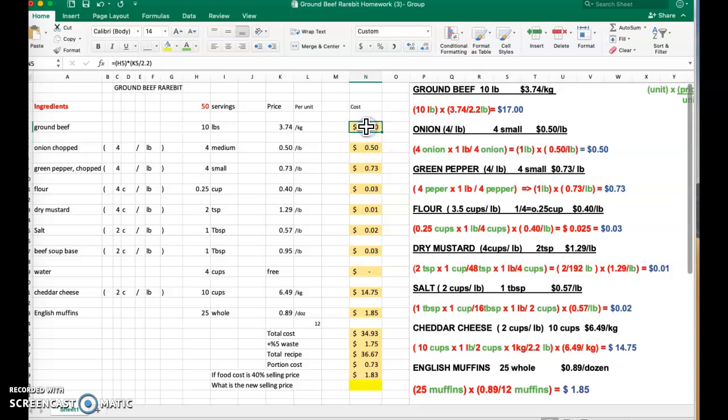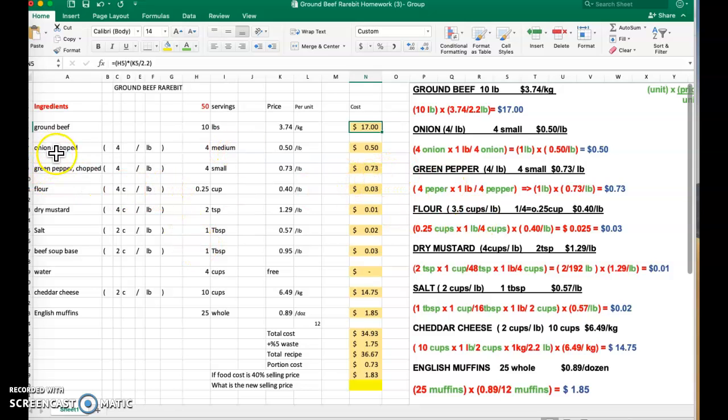Here in Excel, I did the same. I just start with the equal sign, open brackets. I click here, which is 10 pounds, close brackets, times the price, and then divide by 2.2. Since I don't have it here anywhere, I had to type 2.2 to find the $17.